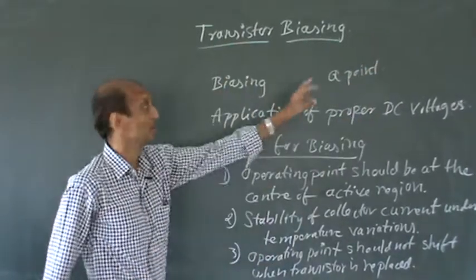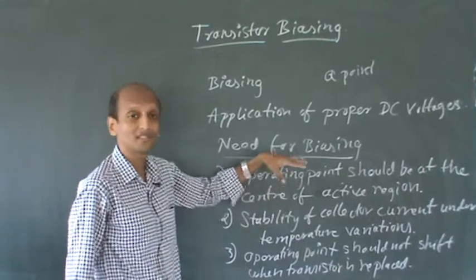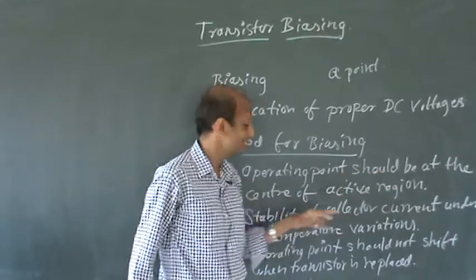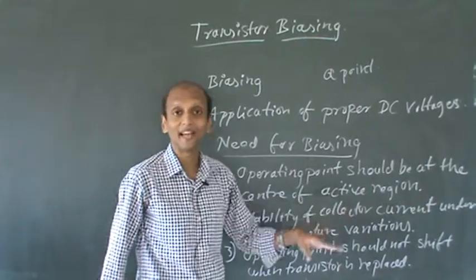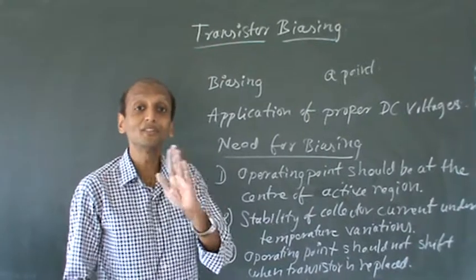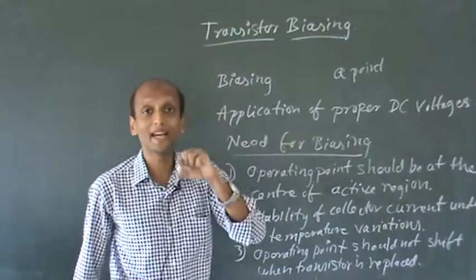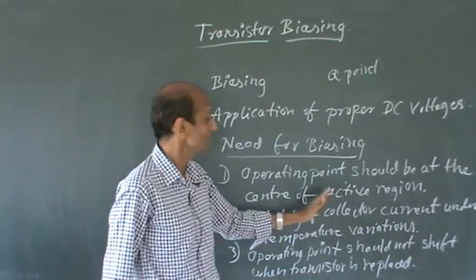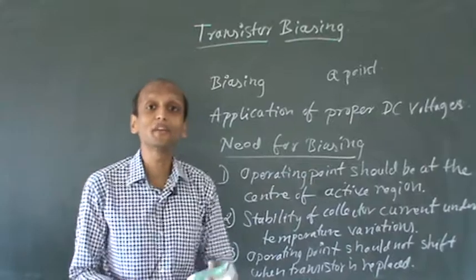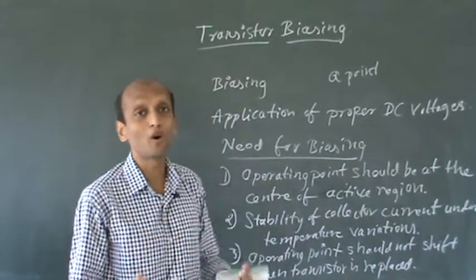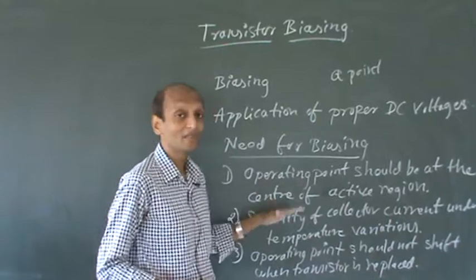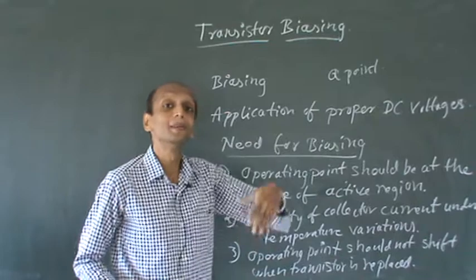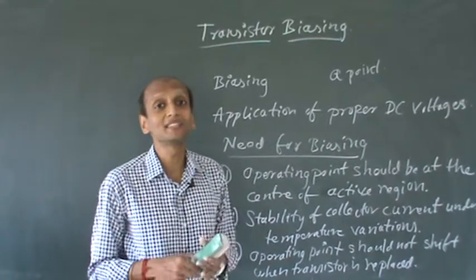It is very important, and we will come across this many times in this chapter. The operating point should be at the center of the active region. So why is that needed? When you bias your transistor, we make your transistor ready for operation. At that time we are not applying any input signals. When you apply an input signal, the currents and voltages vary again.